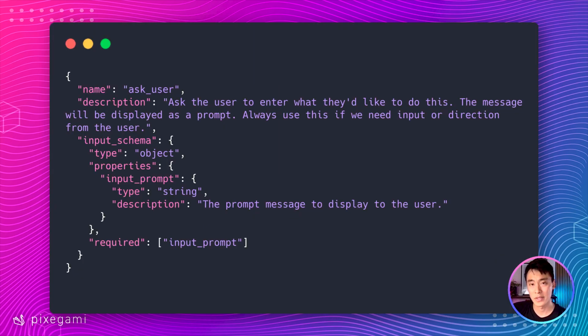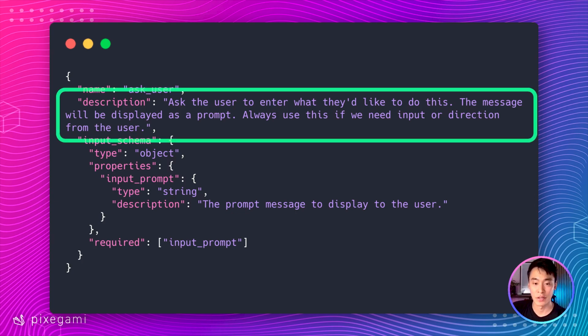Otherwise, here's what my schema looks like for the Ask User tool. Now, if you compare this with the original function signature, you could see it pretty much attempts to make a one-to-one mapping. So the name of the function is also the same as the name of the tool, and the input parameter is also named the same way. So it's input prompt. Now, I did have to add an extra description field to the tool though. This description will help Claude to understand what the tool does so that it can make better decisions about when to use it.